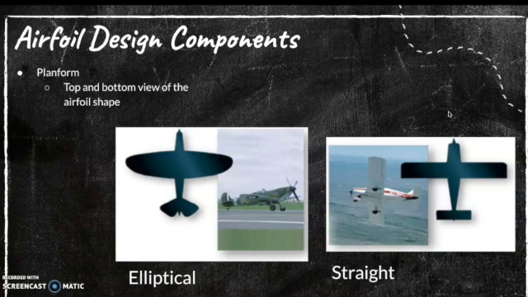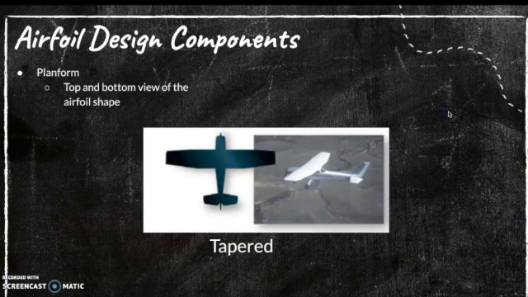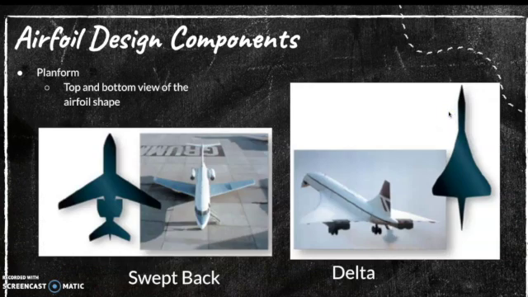So let's look at the design components of an airfoil. First, we're going to talk about the planform, which is the top and bottom view of an airfoil shape. The two shapes you see here are elliptical and straight. In addition to those shapes, we also have tapered. We can also have swept back planforms or delta planforms.